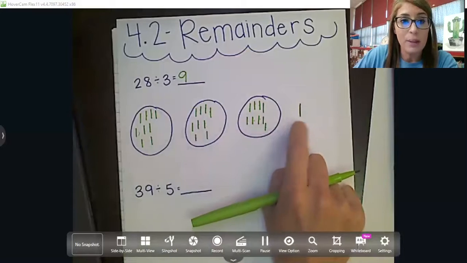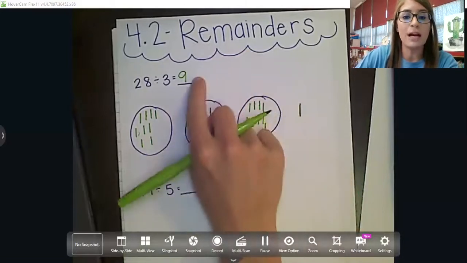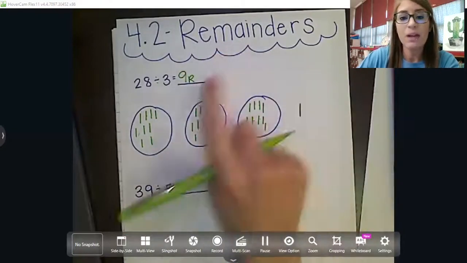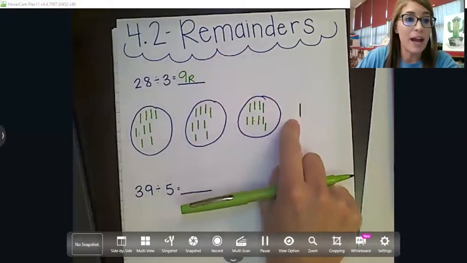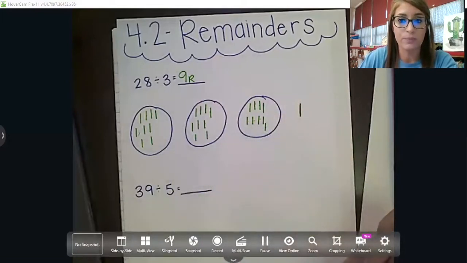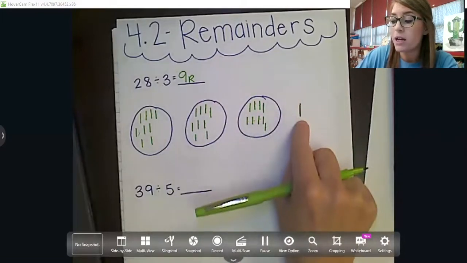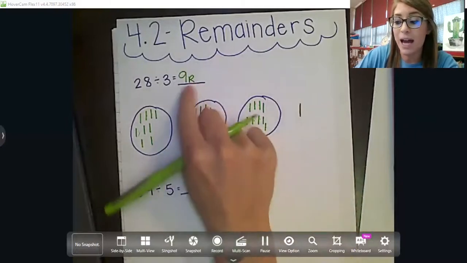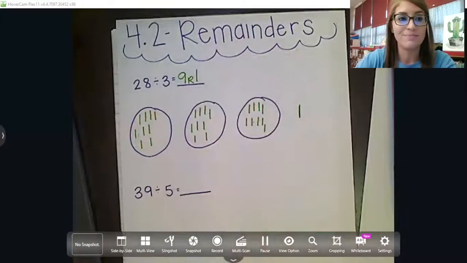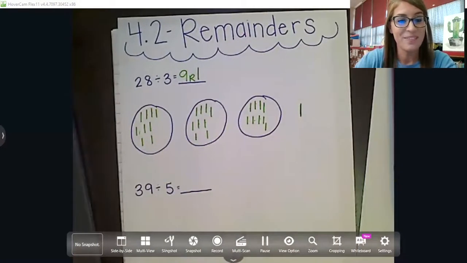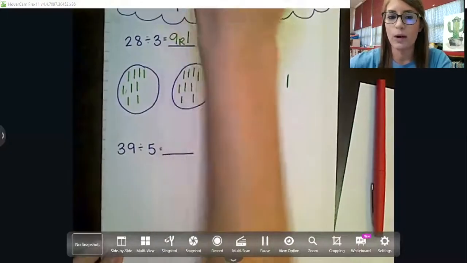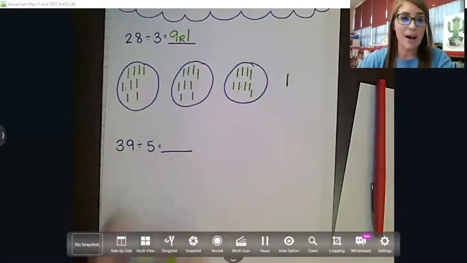How I write the remainder is I'm going to put a tiny little r right there, and I'm going to put the amount that I had left over. So how many pencils did I have left over? Yep, just the 1. So our answer is going to be 9 remainder 1. And that's it. All right, let's look at 1 more though. We've got 39 divided by 5.